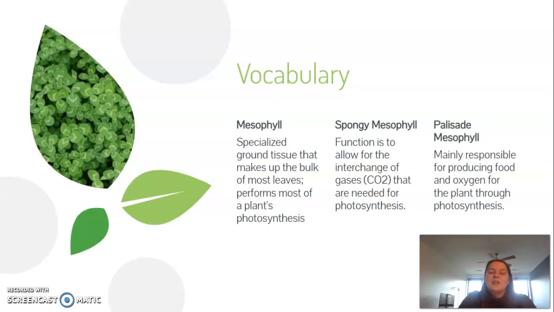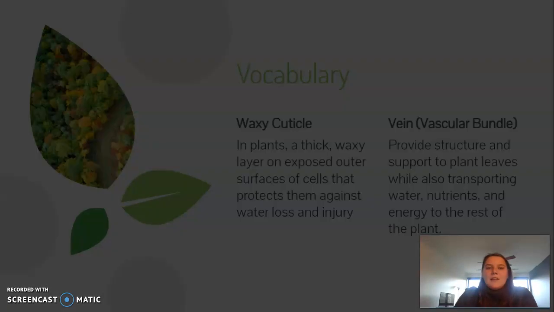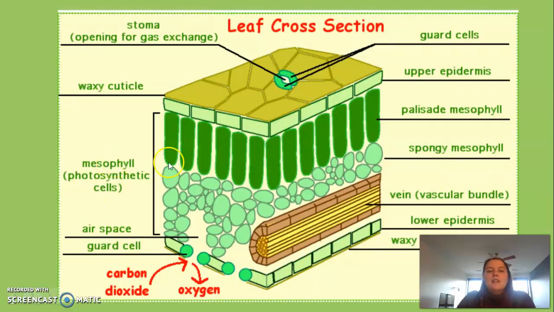Then let's go into the cheese part of this grilled cheese analogy. So the cheese part is going to be called the mesophyll. The mesophyll is a specialized ground tissue that makes up the bulk of most leaves. It performs most of a plant's photosynthesis. So let's look at the diagram here. You can see the mesophyll is that huge section to the left of that diagram. And then the mesophyll is broken into two different mesophylls, the palisade and the spongy.